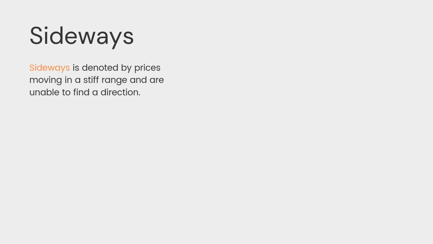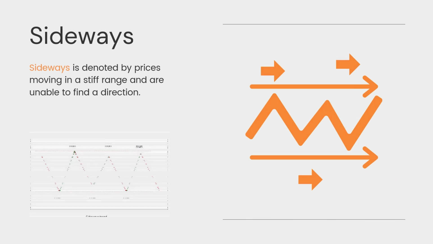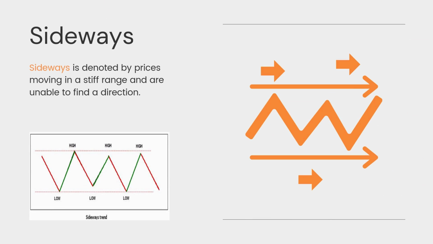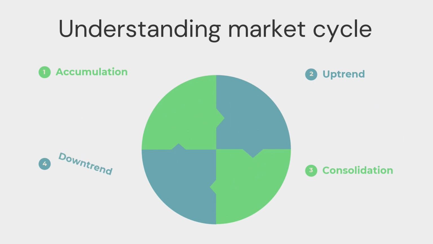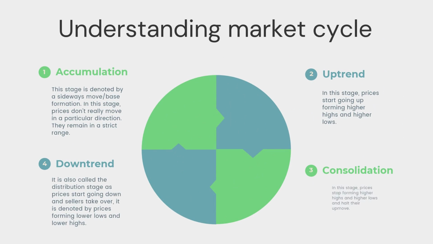Coming to the third kind of trend, that is sideways trend. Sideways trend is denoted by prices moving in a stiff range and are unable to find a direction. It looks like this. Basically, the prices move in a range-bound direction and are unable to break its highs and its lows. Next, we understand what is a market cycle and how it works. A fundamental understanding of the same is important before you enter into the stock market. This is how prices work.